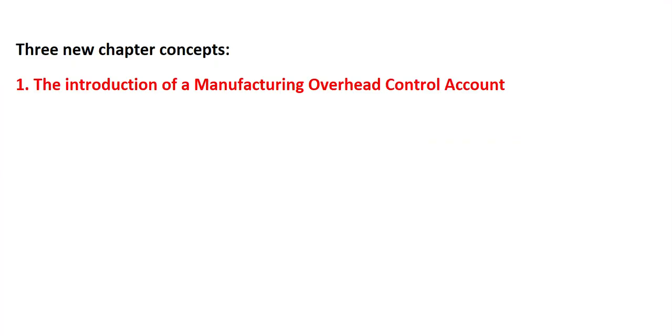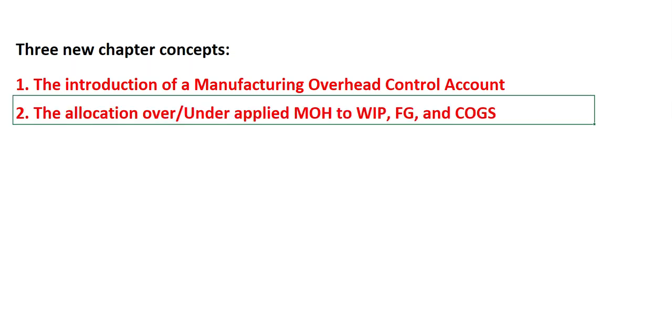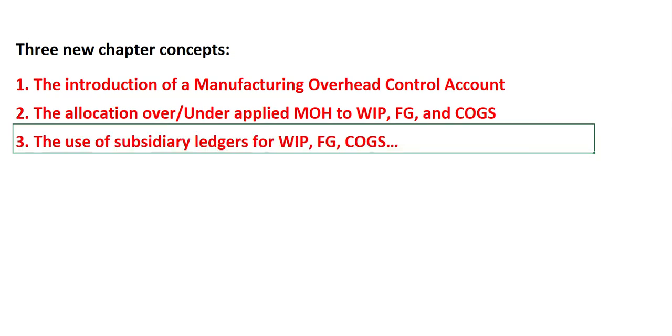So those are the new chapter concepts: the introduction of an optional manufacturing overhead control account, the allocation of under or over applied overhead to work in process, finished goods, and cost of goods sold, also referred to as a proration of that amount, and then of course the use of subsidiary ledgers. We'll see those throughout the chapter problems.